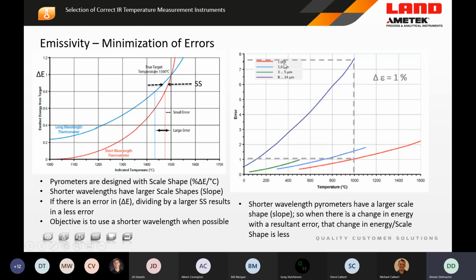If I have 4 different pyrometers all operating at different wavelengths, if I have a change in energy, the smallest error is associated with the shortest wavelength. So the 1 micron here, and you can see the worst pyrometer is a pyrometer operating at 8 to 14 microns because it has the smallest scale shape. So it has the largest error associated with it.